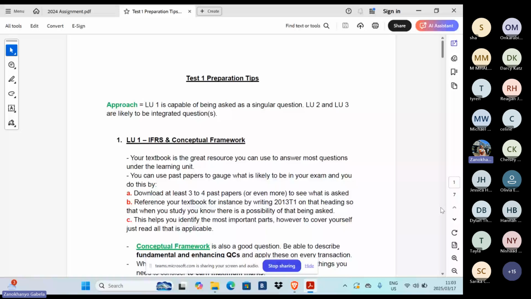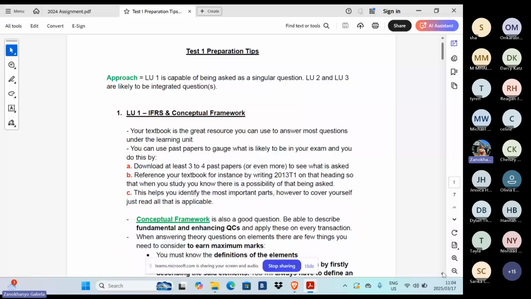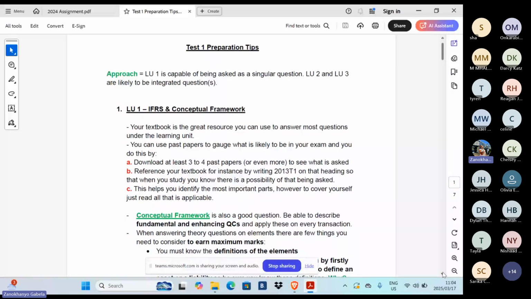Right. So let's go to learning unit 1, the conceptual framework. The textbook is a great resource you can use to answer most questions under this learning unit. I agree with this, guys, because a lot of the theory asked in past papers from learning unit 1 is taken from the exact book. There is no deviation at all. Even with my lecture slides, the only thing I had to amend was the conceptual framework. Other than that, for the rest of the theory, we use the book.